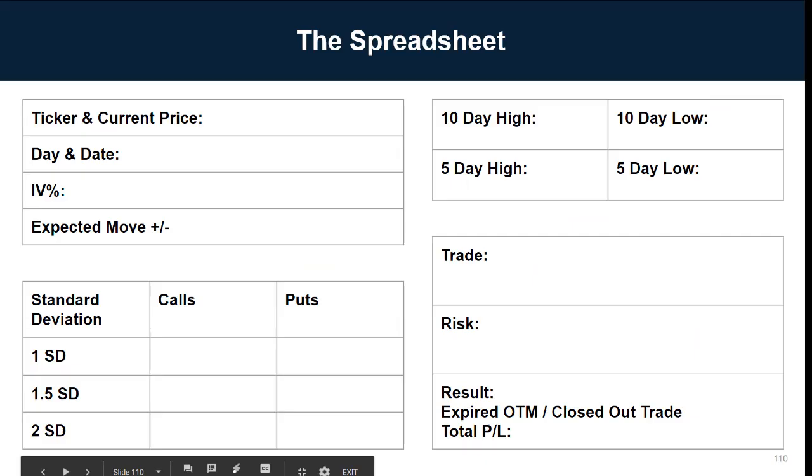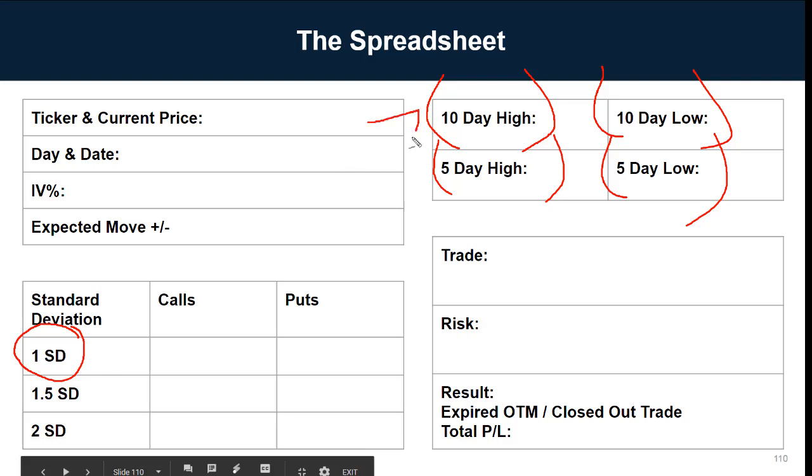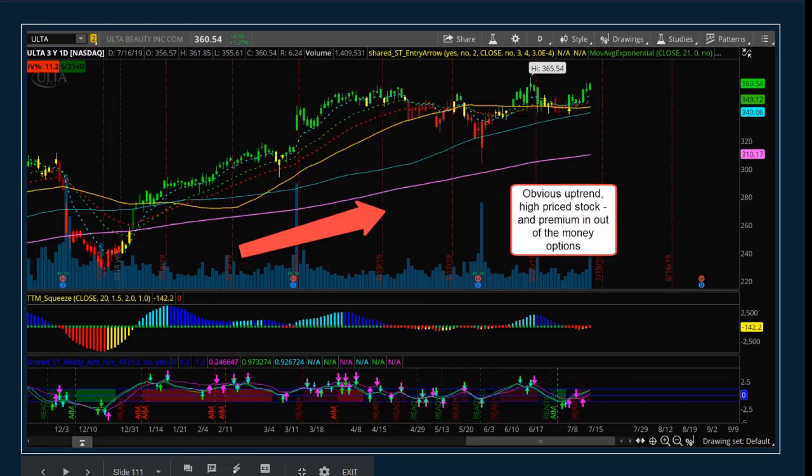Same exact thing. With your spreadsheet, you need to make sure that you note your 10-day highs and 10-day lows, your 5-day highs and your 5-day lows. So if you're doing 1 standard deviation, it needs to be outside of your 10-day highs. And if you're doing a half standard deviation, it should be outside of your 5-day highs and lows, because this is going to be a little bit tighter for a better premium. So we're going to make sure that we get all of that right.